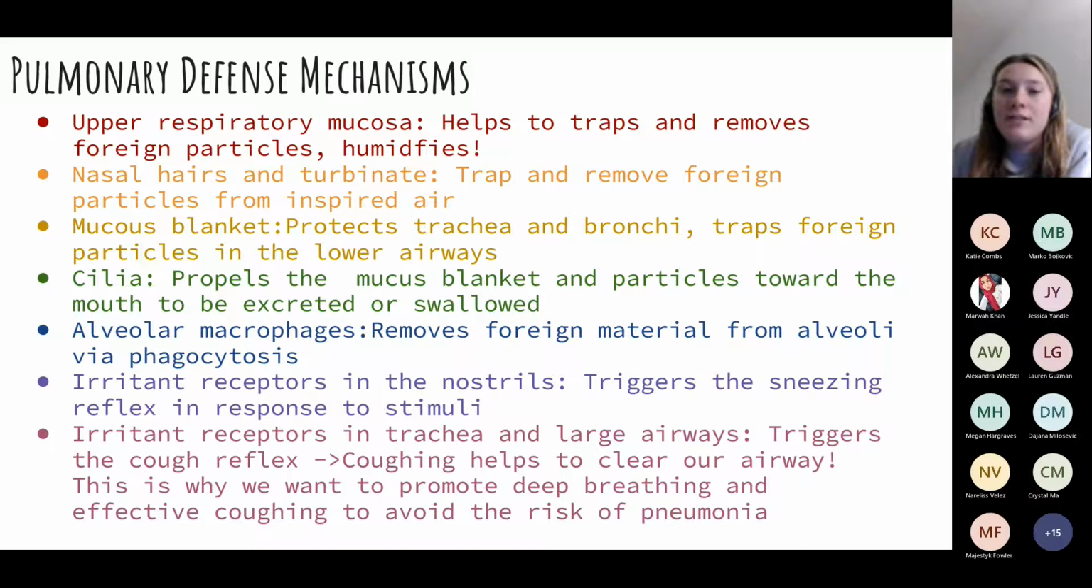So when we talk about our pulmonary defense mechanisms, these are all really little key factors that help us prevent respiratory infections. Respiratory infections are very common, and you will see them in the clinical setting pretty frequently. And our main concern is going to be pneumonia. So pneumonia is what happens when we get fluid buildup in the lungs, usually in response to an infection. Our bodies are pretty awesome and have quite a few defense mechanisms built up. I listed all of them here for you.